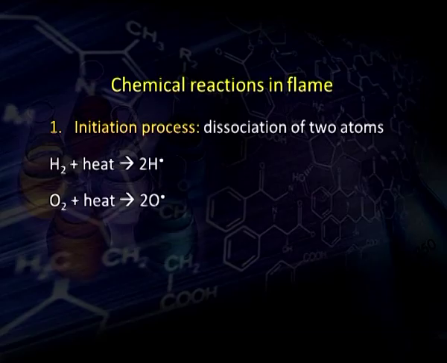Coming on to the chemical reactions which take place in the flame. First is the initiation process. In the initiation process, the dissociation of molecules into atoms takes place. As we have hydrogen, this is the hydrogen molecule H2. When heat is provided, it is dissociated into H radicals. So, two H radicals are formed. Similarly, in case of oxygen, on heating, two O radicals, oxygen radicals, are formed.